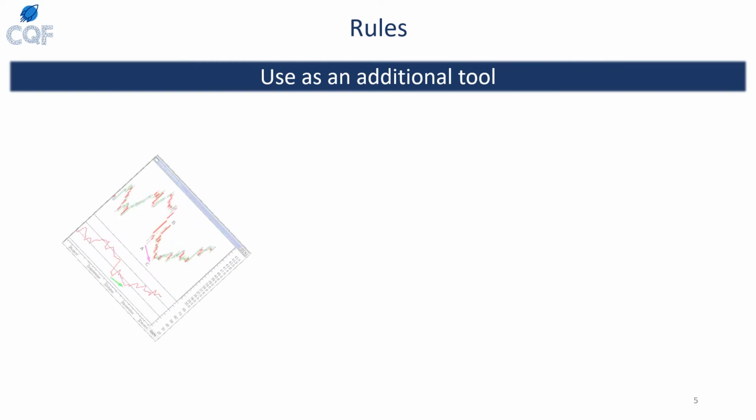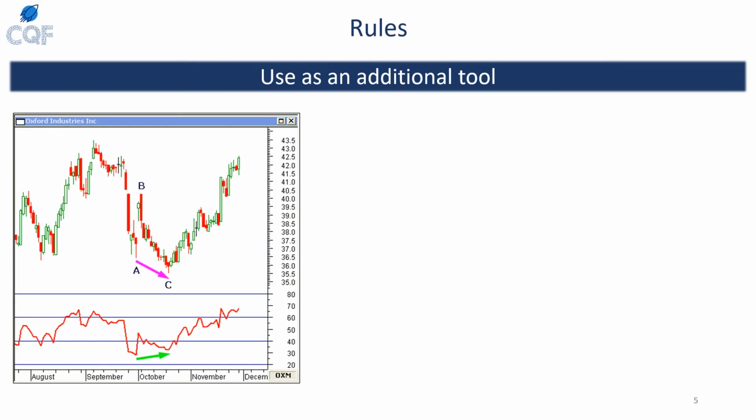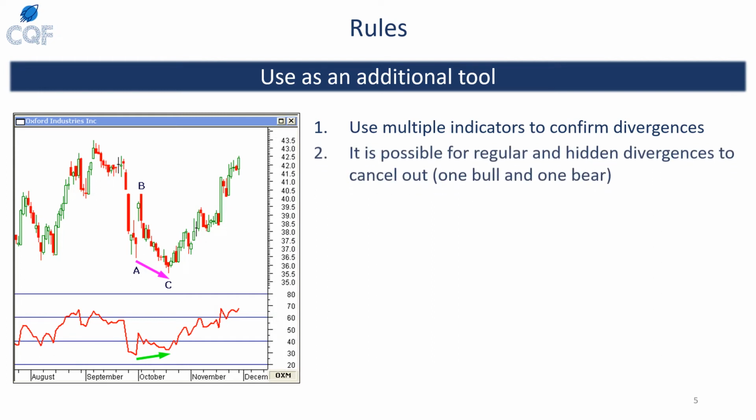So here are some rules I kind of put together. I like to use it as an additional tool, as a confirmation. Here you can see the example of Oxford Industries. The price made a lower low, where the oscillator here made a higher low. So I like to use multiple indicators.